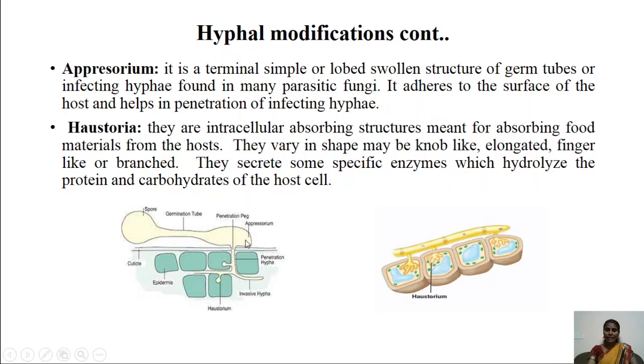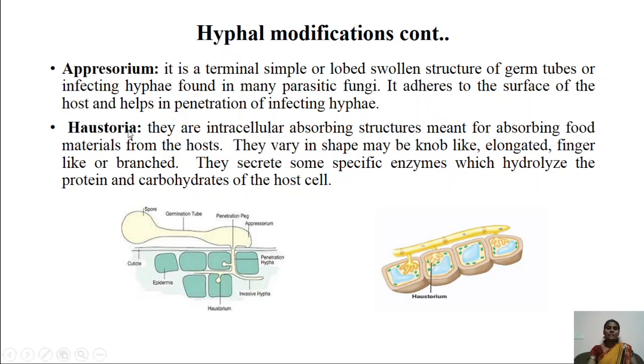This is referred to as Appressorium, but it is filled with certain enzymes, and these enzymes dissolve the wall layer of the host so that it is easy to enter the germ tube into the host tissue. So Appressorium helps in penetration of the host tissue.